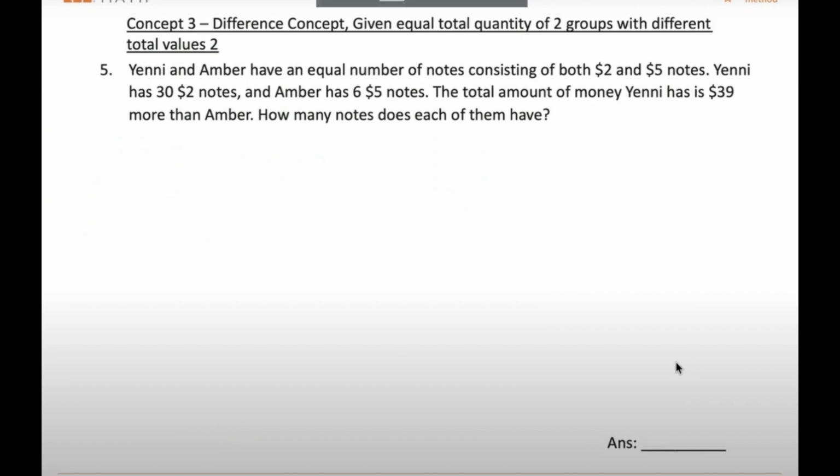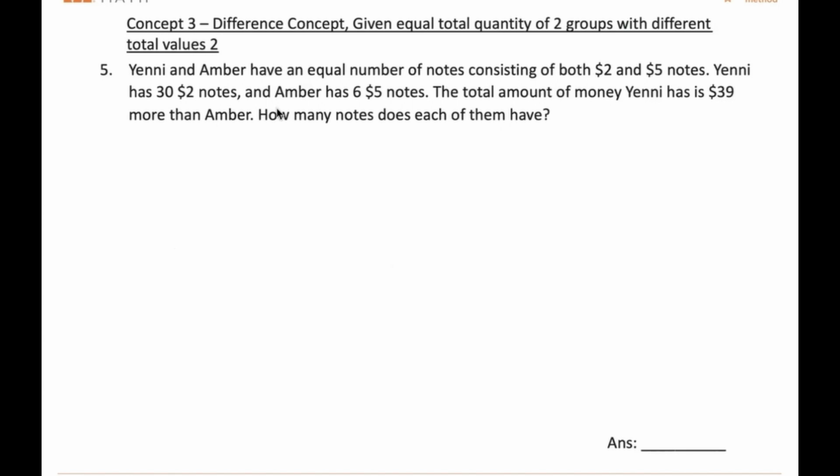Okay, pay attention. So Yanni and Amber have an equal number of notes consisting of both $2 and $5 notes. So Yanni got some $2 and some $5 notes. Amber also. Okay, Yanni has 30 $2 notes and Amber has 6 $5 notes. The total amount of money Yanni has is $39 more than Amber. So this is a quantity and value thing, but we're talking about difference here.